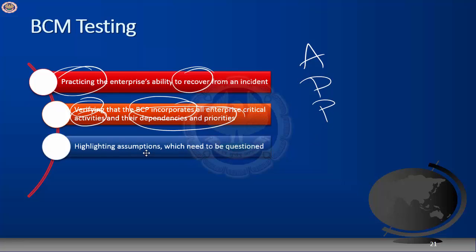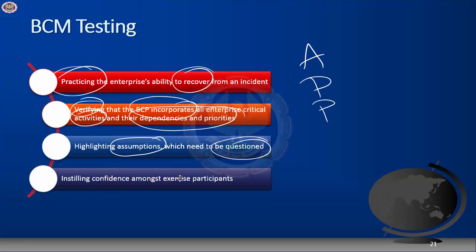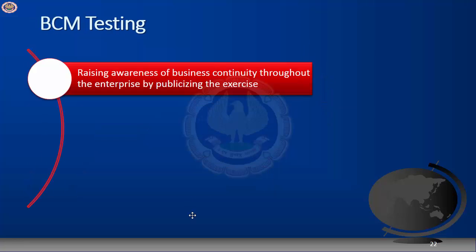Next, you're looking at the assumptions which have been made in the business continuity plan. For example, you need a particular level of server to be able to provide a service. You may decide that you need so many people to provide a particular service. You have made certain assumptions, but when you get a disaster, you may find these are not able to meet the requirements. So you question the assumptions and validate by actually testing the BCM. This also provides confidence to the exercise participants that they can operate in the case of a disaster.